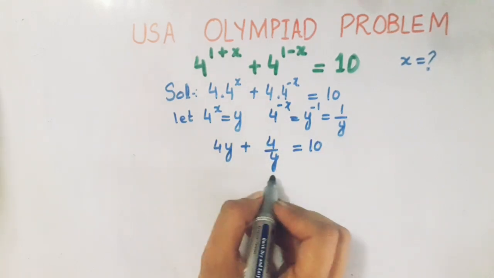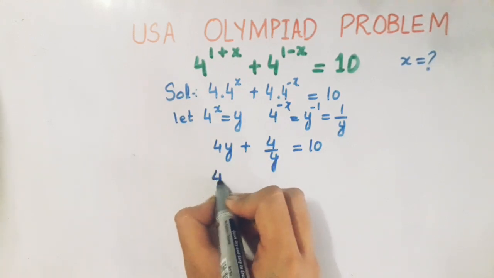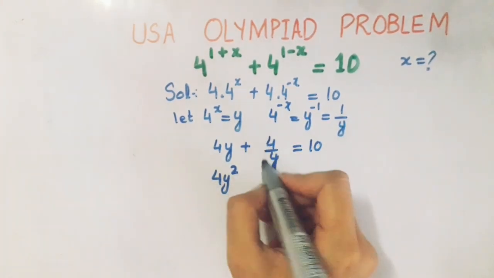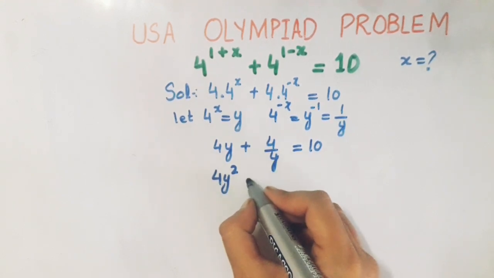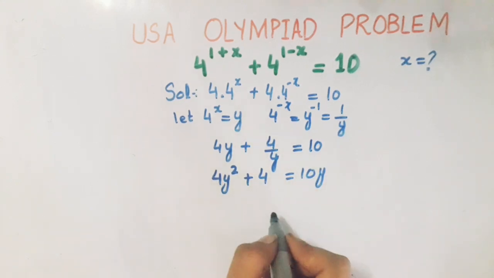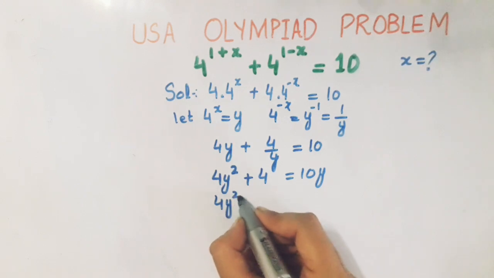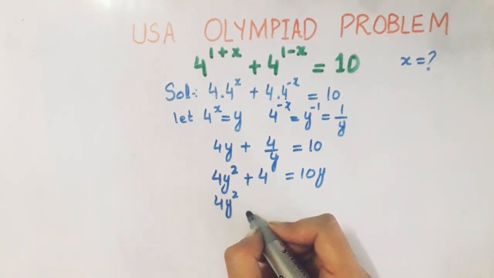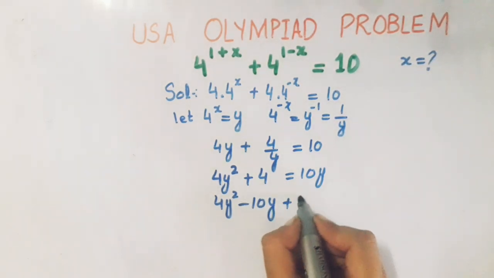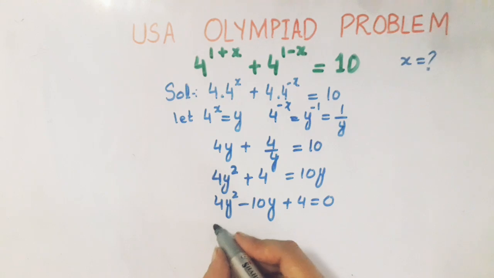Now in the next step, we will make a quadratic equation by taking the LCM y. So this becomes 4y square plus 4 equals 10y by taking the LCM y. Now we convert this into a quadratic equation, we get 4y square minus 10y plus 4 equals 0.